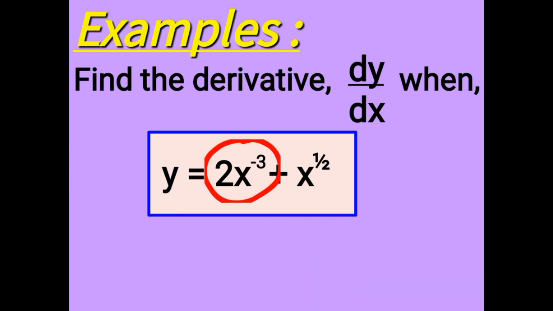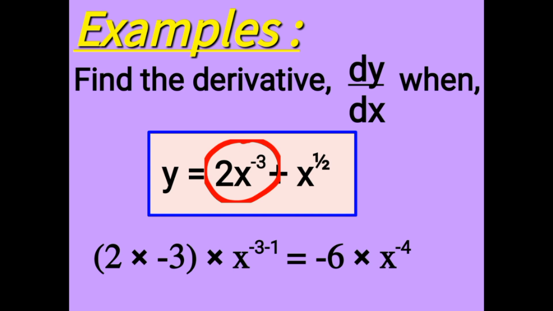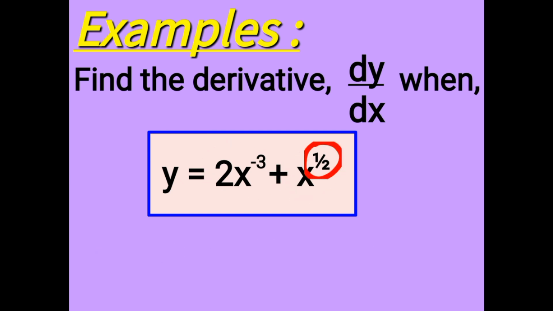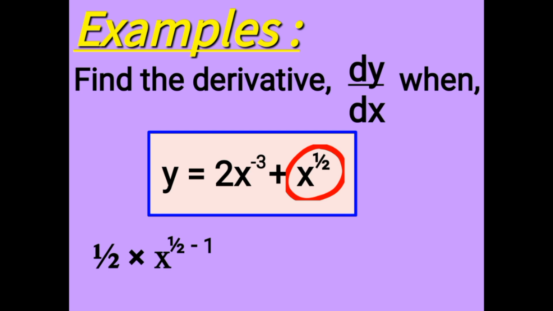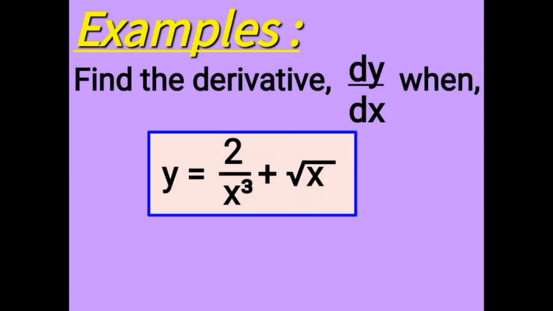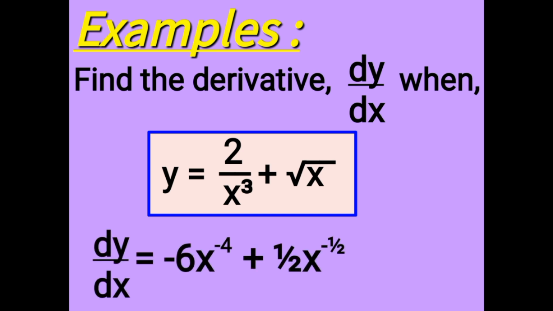So, starting with 2x to the power minus 3, to differentiate 2x to the power minus 3, we multiply the constant 2 by the power minus 3 and then subtract 1 from that power. Then it's 2 times minus 3 times x to the power minus 3 minus 1 equals minus 6 times x to the power minus 4 equals minus 6x to the power minus 4. And to differentiate x to the power 1 over 2, we multiply by the power 1 over 2 and then subtract 1 from that power. Then it's 1 over 2 times x to the power 1 over 2 minus 1 equals 1 over 2 x to the power minus 1 over 2. So the derivative dy over dx when y equals 2 over x to the power 3 plus the square root of x is minus 6x to the power minus 4 plus 1 over 2 x to the power minus 1 over 2.